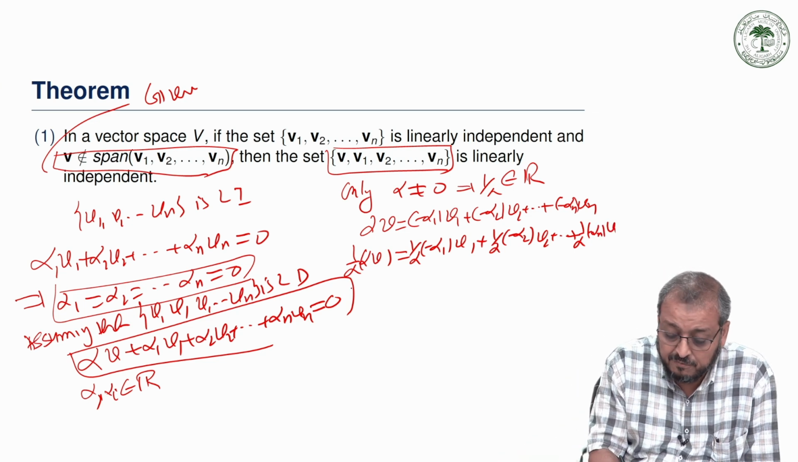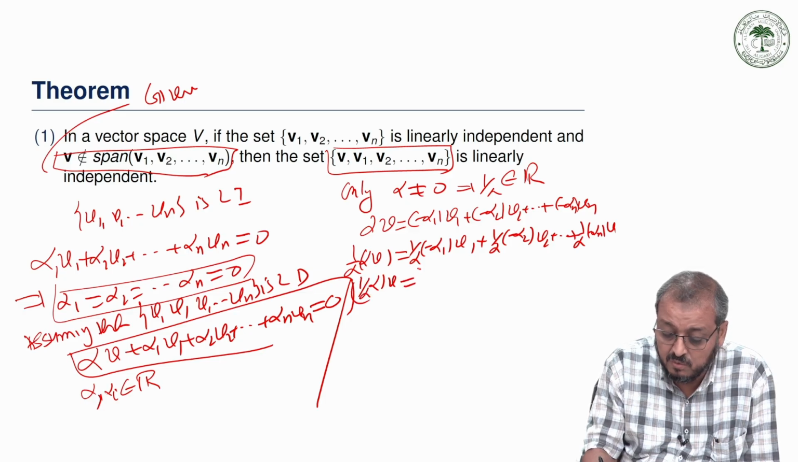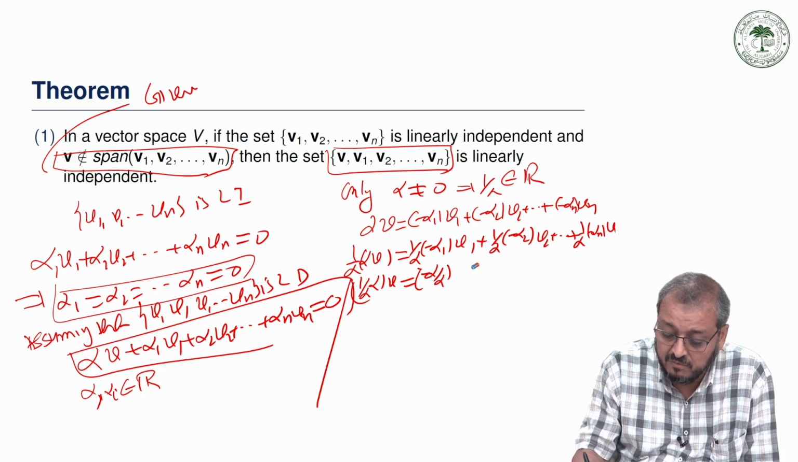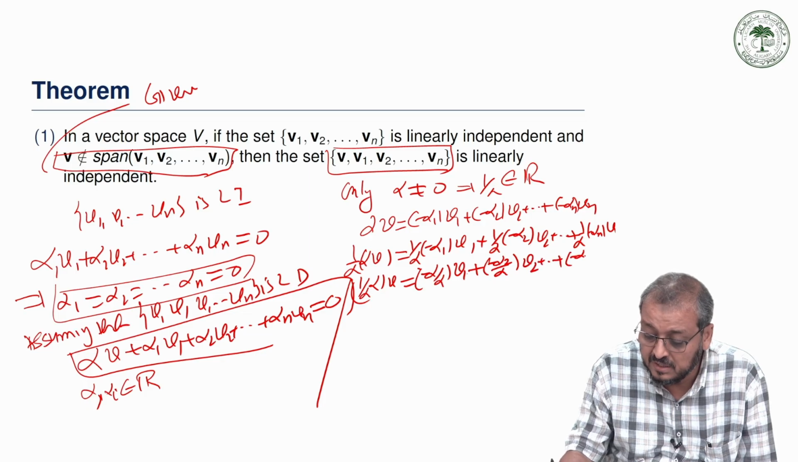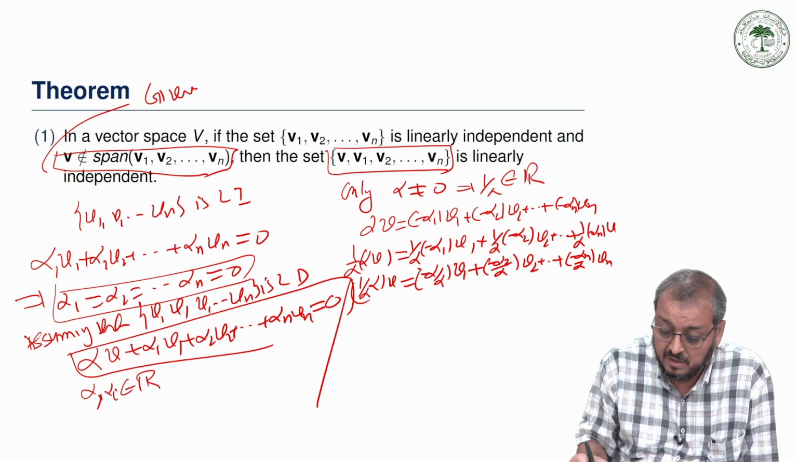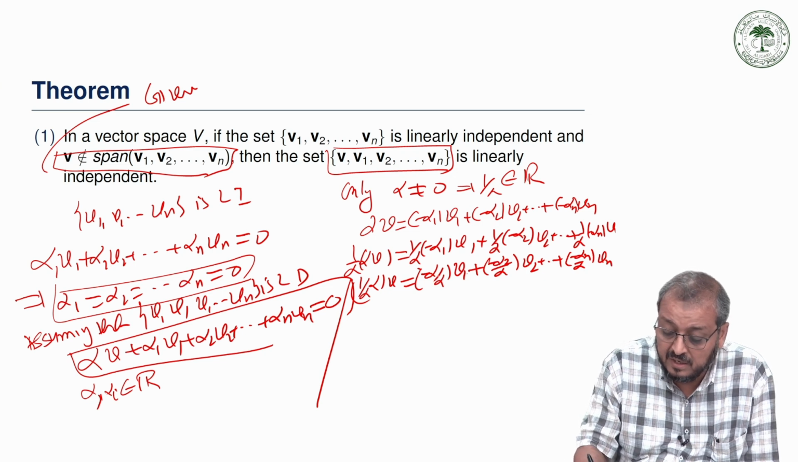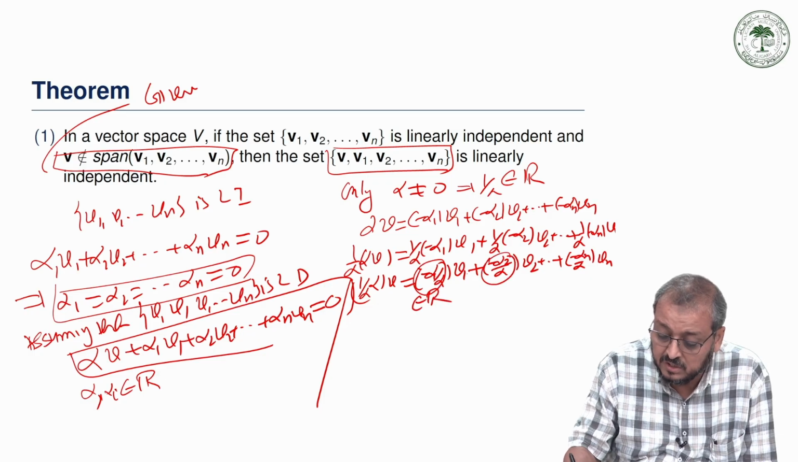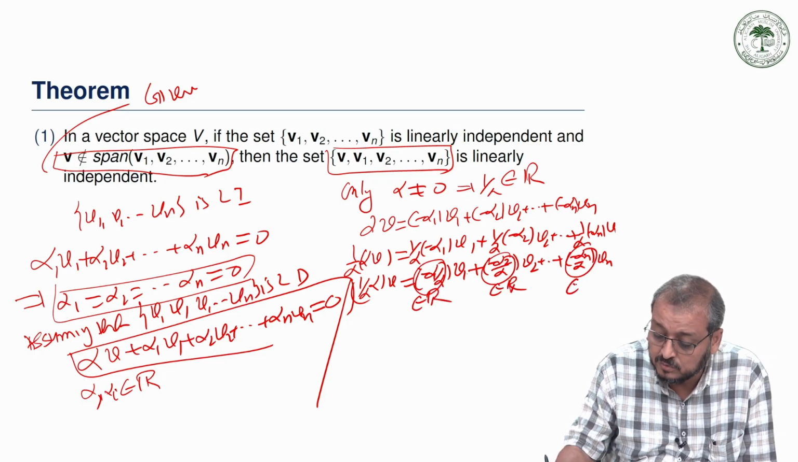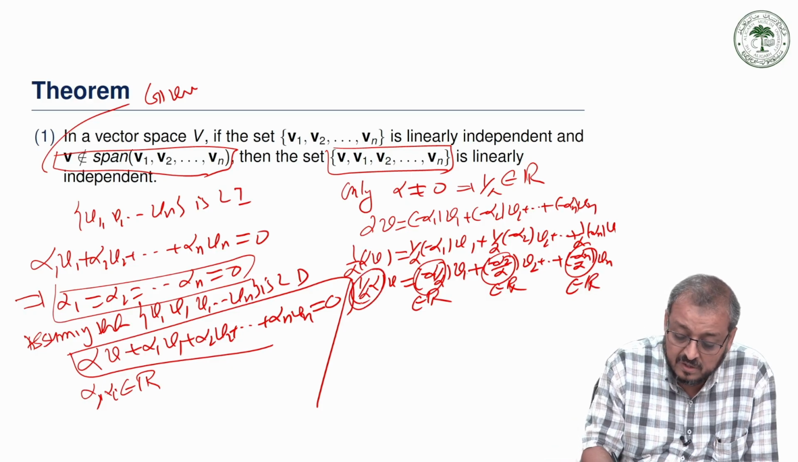And this can be written as 1 upon alpha into alpha V is equal to minus alpha 1 upon alpha V1, plus minus alpha 2 upon alpha V2 and so on, plus minus alpha n upon alpha Vn. Because alpha 1, alpha 2, ..., alpha n are also real numbers, each of these coefficients belongs to R.